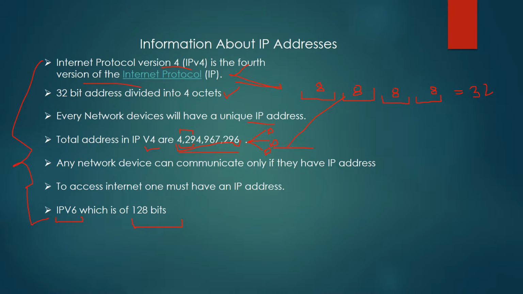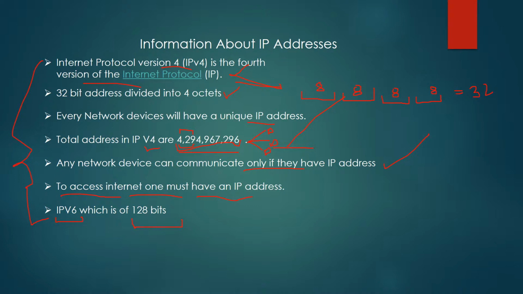Any network device can communicate only if it has an IP address. So this is very true. Yes, to communicate over the internet you need an IP address, otherwise you will not be able to communicate. So IP addresses are the basic addresses your device has. To access the internet one must have an IP address. Yes, to access the internet you must have an IP address, otherwise you will not be able to access the internet.